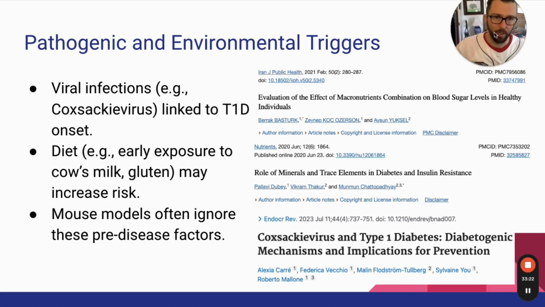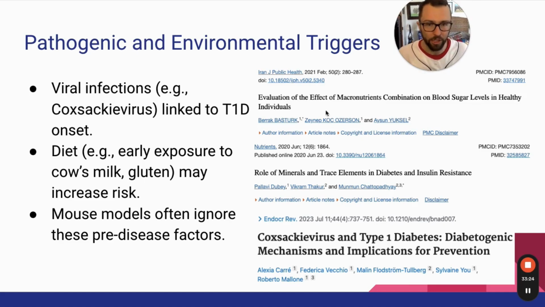And we mentioned that here. You just look at these first two titles on the right-hand side. Evaluation and effect of macronutrient combination on blood sugar levels, right? Just from a sheer fats, proteins, and carbs standpoint, how is this impacting our ability to stabilize blood sugars? And then secondly, from a micronutrient standpoint, the roles of minerals and trace elements in diabetes and insulin resistance. So there's an undeniable tie between our nutritional input and how we regulate our blood sugar.